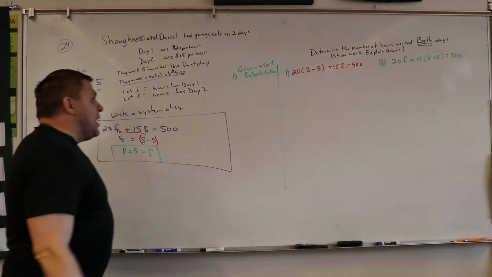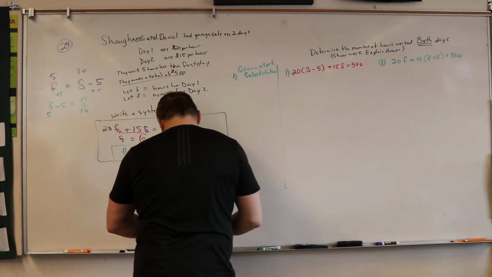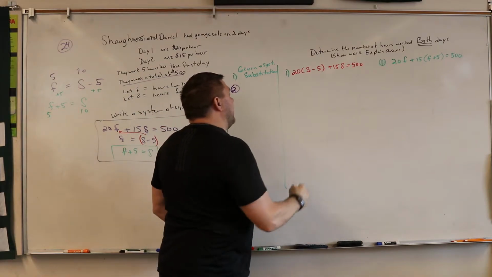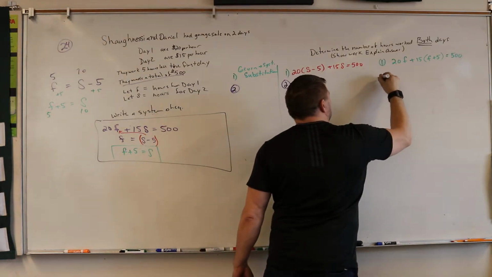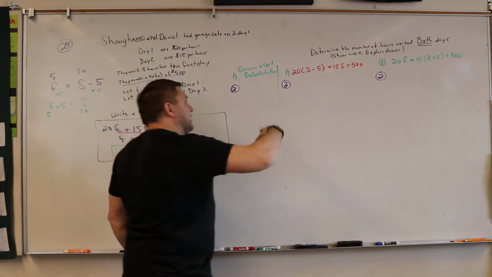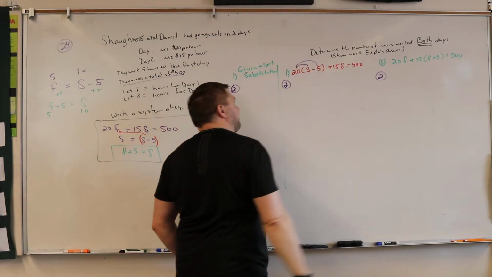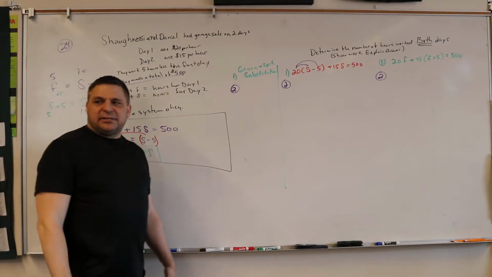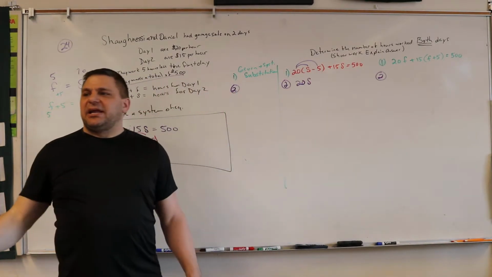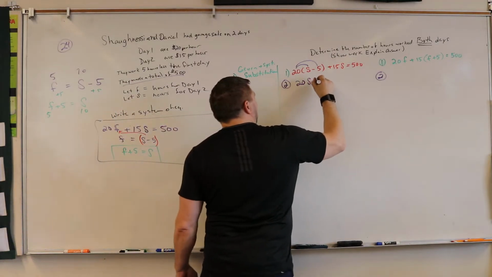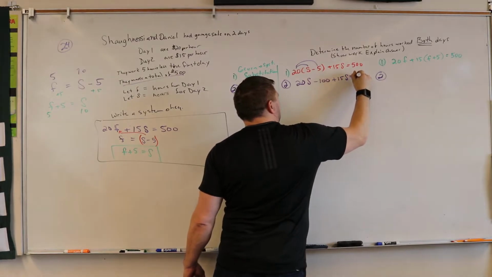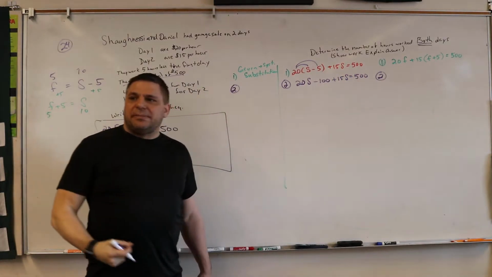Alright, step 2. What is step 2? Well, we got to distribute, right? Everybody on the block gets the paper, right? What's 20 times S? What's 20 times negative 5? Does that make sense?